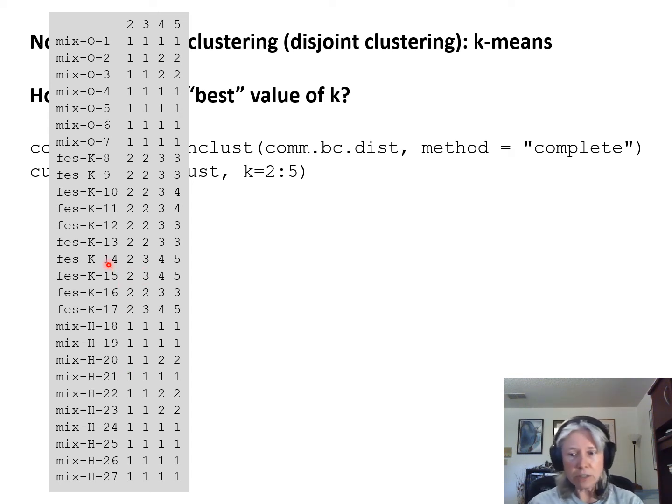These fescue sites here, K14, K15, and maybe K17, differ from other fescue sites. And so by looking at the number of clusters, you can potentially identify outlier sites in your data. So it's possible that these 3 sites, fescue K14, fescue K15, and fescue K17, form a cluster of their own. So let's go back and designate 3 clusters and rerun our analysis and see what we get.